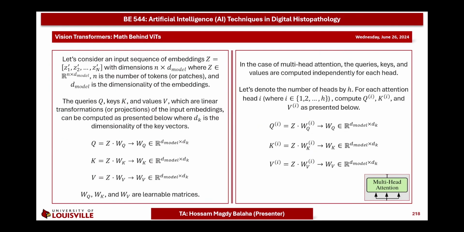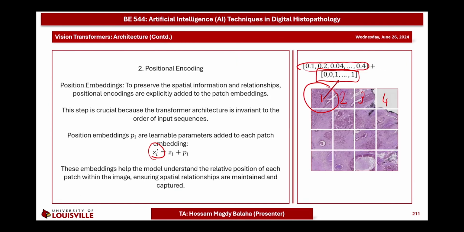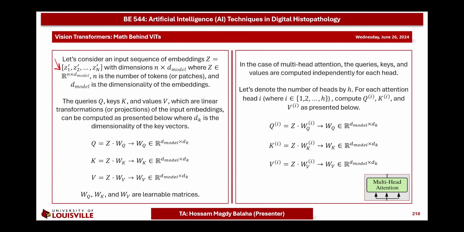To go deeper in understanding the vision transformers, we can talk mathematically. So let's consider an input sequence of embeddings Z with the vectors Z1 bar, Z2 bar until we reach Zn bar. And Z1 bar, as seen here, is the patch added to the position. The dimension of Z will be N multiplied by d_model, where N is the number of tokens or patches and d_model is the dimensionality of the embeddings.